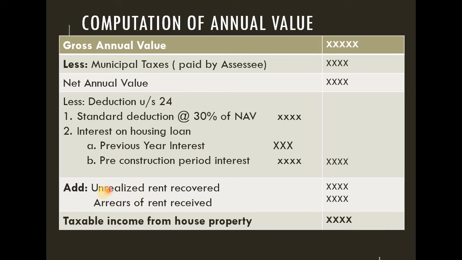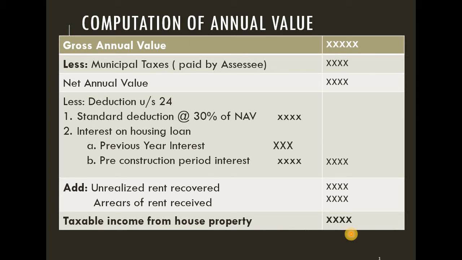Okay, in the same way, arrears of rent. If arrears of rent are also received, arrears in the sense you have not paid the rent, the tenant has not paid the rent, but he will pay in the next month or in the second month or third month together. So that time you will receive the rent of the previous months. So again here it is the income that you have received. So income must be added here. Okay, then you will arrive at taxable income from house property.